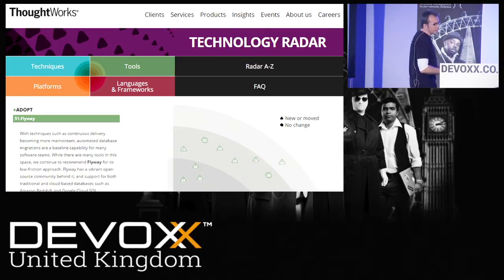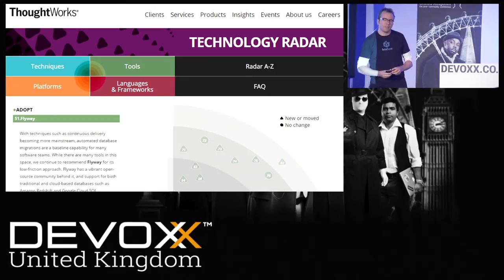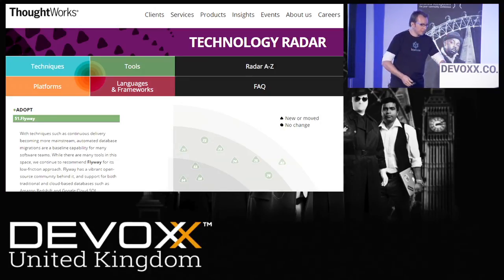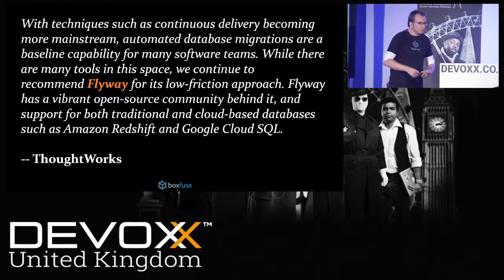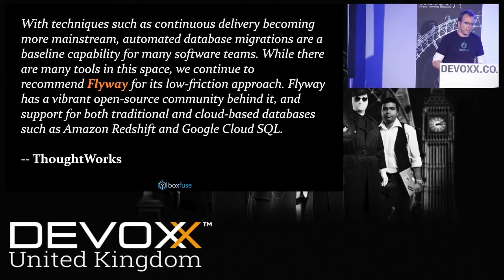So ThoughtWorks, they basically every 6 months, or they don't have a fixed schedule, but let's say about twice a year, come out with this document where they present a list of tools, techniques, and ideas that they believe in or where they've had personal experience with and have been more or less satisfied with them. And so they've got different layers there, and the top one, which is basically their adopt layer where they highly recommend things, is where they place Flyway. And this is what they had to say.